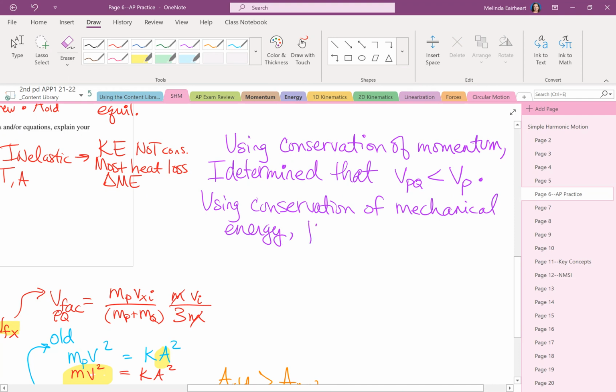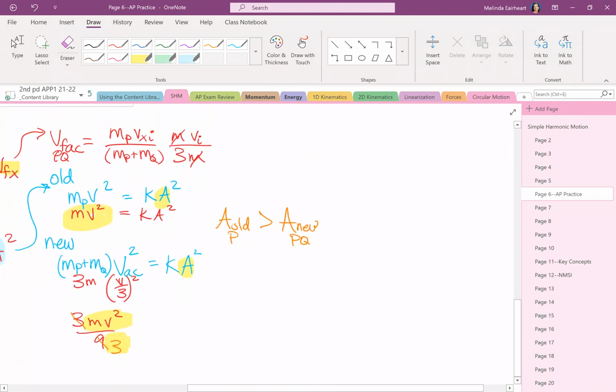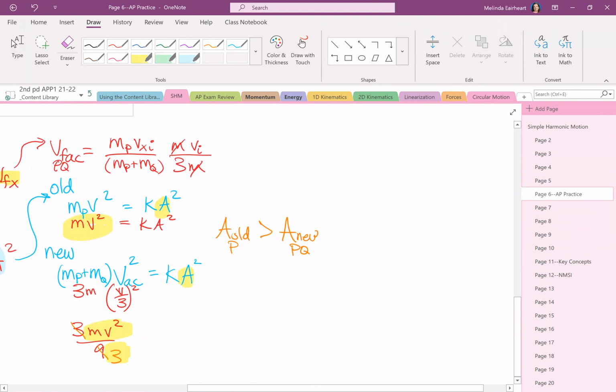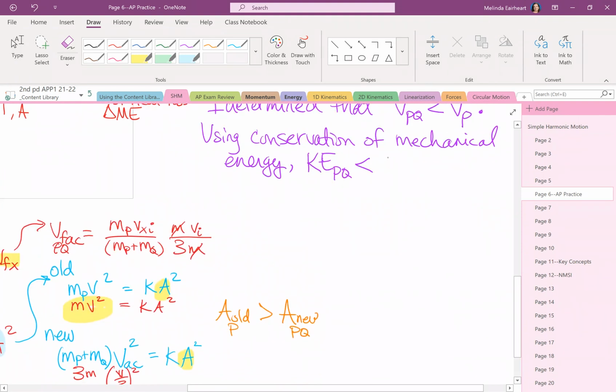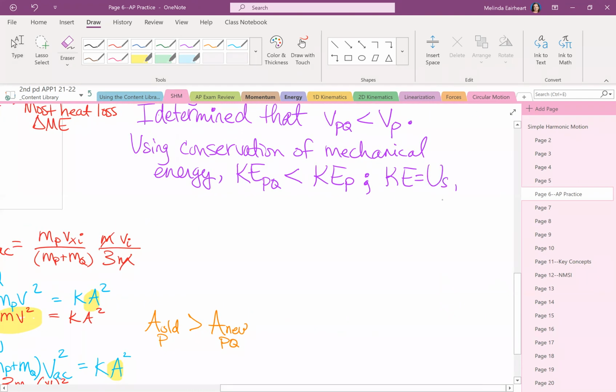The kinetic energy, I think KE is pretty standard, of PQ is greater than or less than? Be careful on this. What do we say? For the PQ, that's our new one, it was less than the kinetic energy of P alone. And I need to add to that, kinetic energy equals the elastic potential energy.